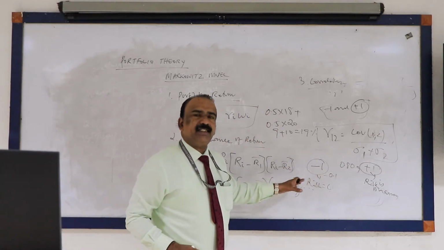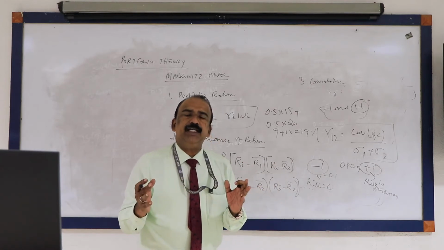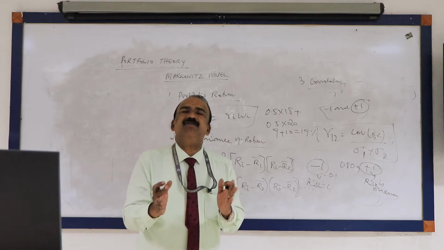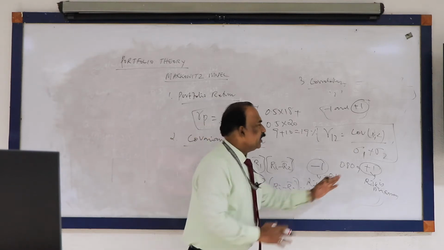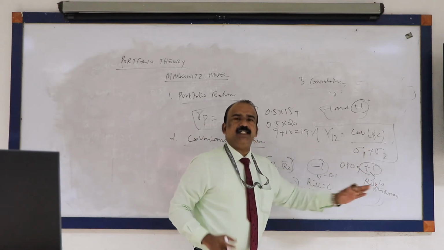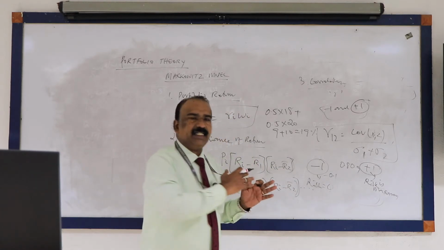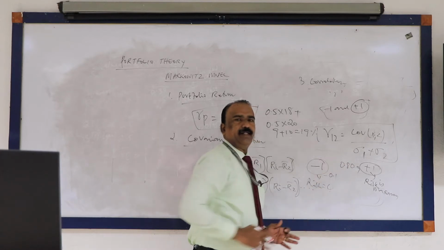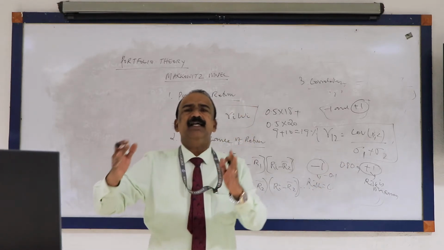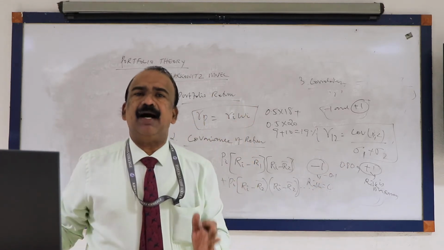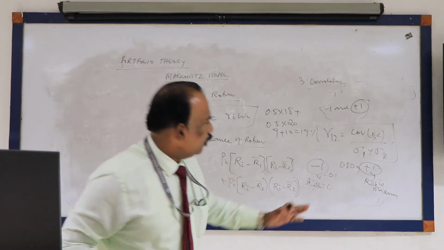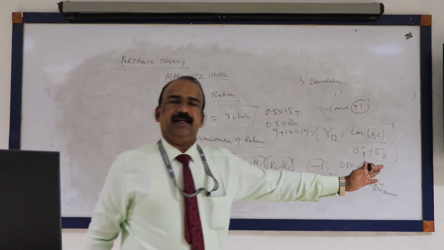The risk is zero when the correlation between two stock returns is minus one. If there is a perfect negative correlation, the risk is zero. If there is a perfect positive correlation, the risk is maximum. So the risk starts increasing from minus one to plus one. If it is plus one, the risk cannot be minimized through diversification, because the risk is maximum there.